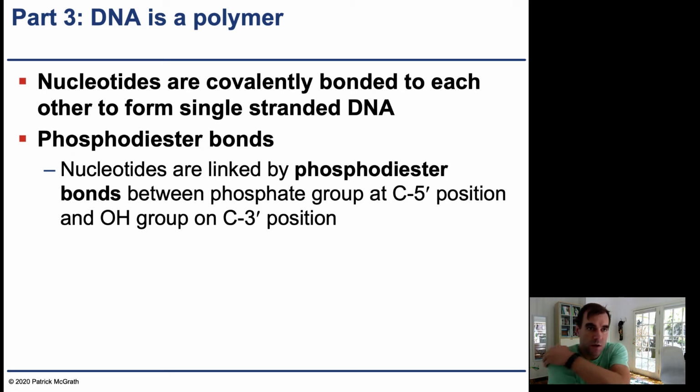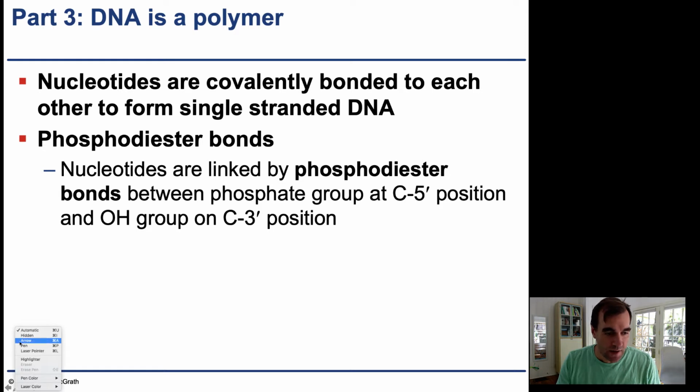Okay, so now we've covered the basic chemical structures of the nucleotide. Now let's discuss how these nucleotides come together to form a polymer. So nucleotides are covalently bonded to each other to form single-stranded DNA, and these use phosphodiester bonds.